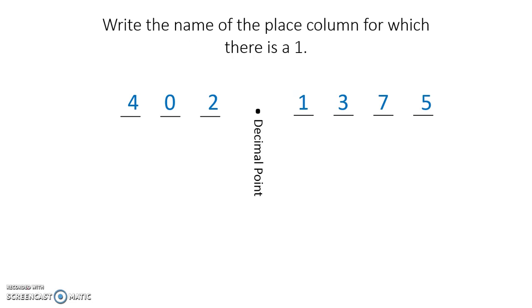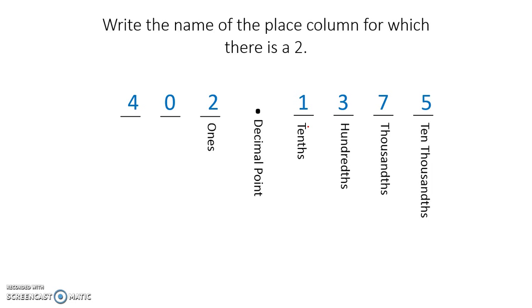So let's review. Let's look at this number, and let's name the place value for the 1 digit here. That is the tenths place. The 3 is in the hundredths place. The 7 is in the thousandths place, and the 5 is in the 10,000ths place. Looking to the left of the decimal, the 2 is in the ones place, the 0 is in the tens place, and the 4 is in the hundreds place.